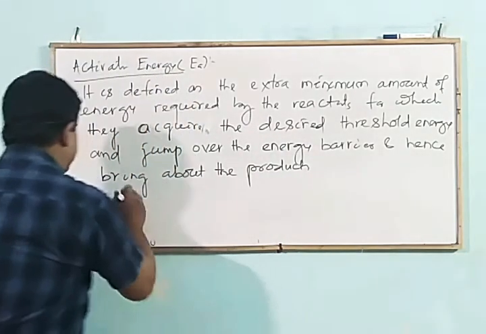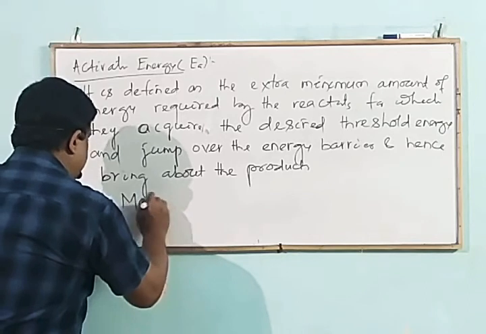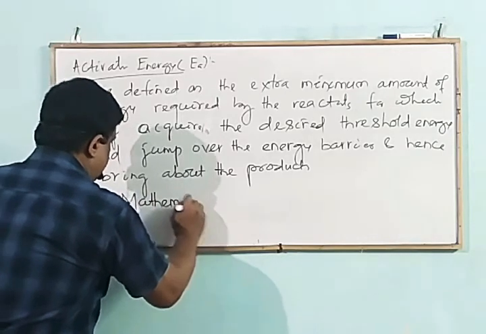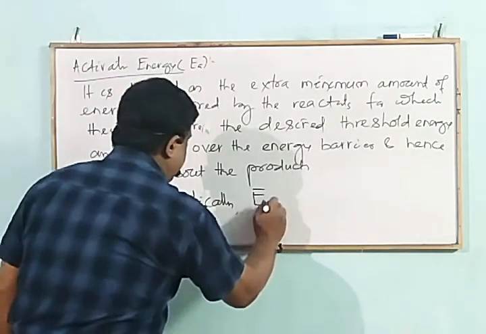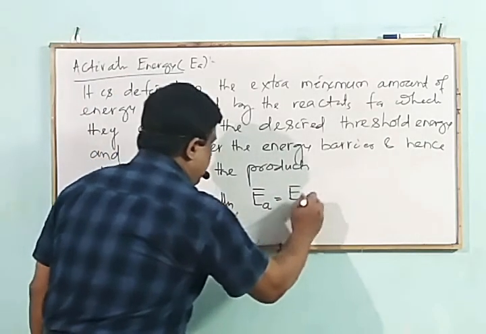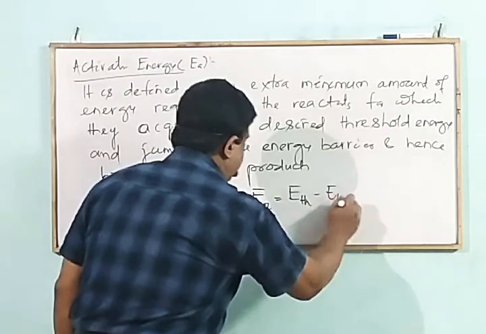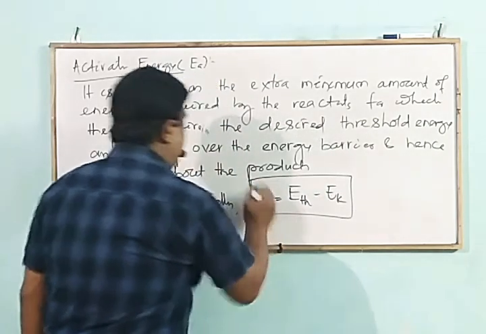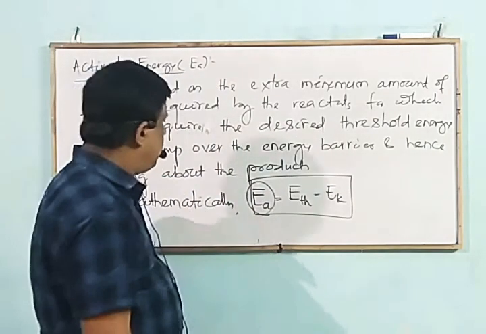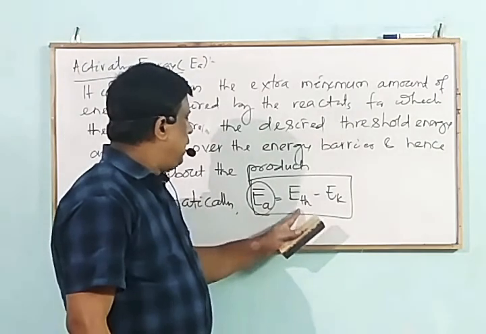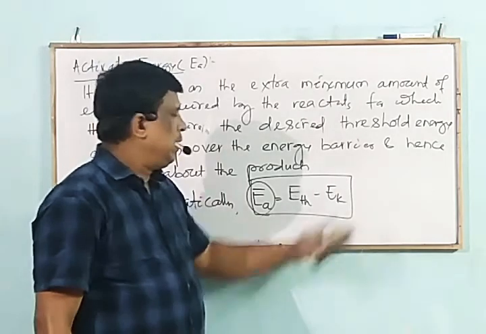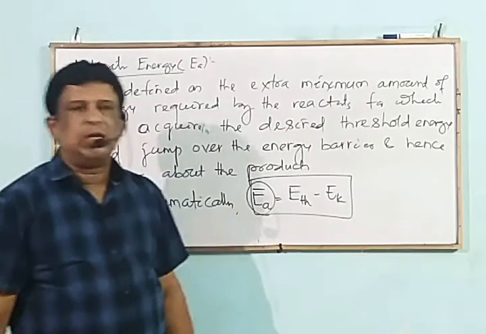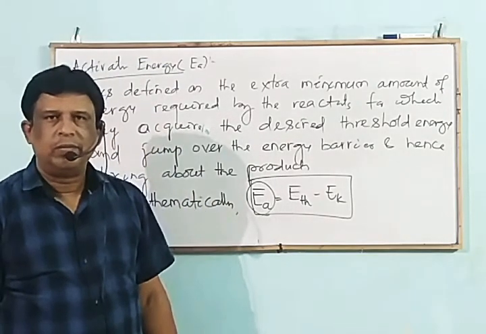Mathematically, it is represented as EA is equal to ETH minus EK, where EA is known as activation energy, ETH is known as threshold energy, and EK is known as kinetic energy possessed by the reactant.